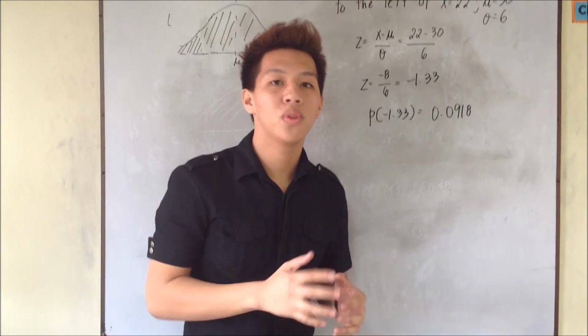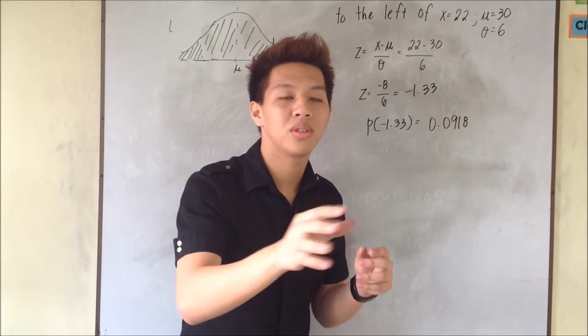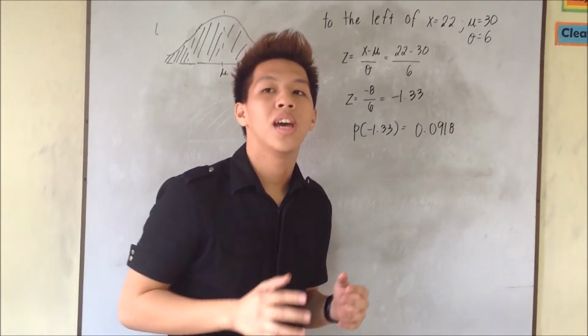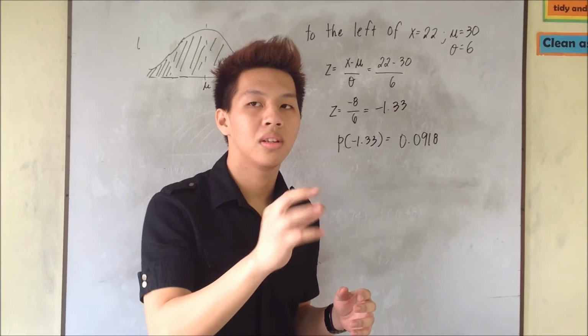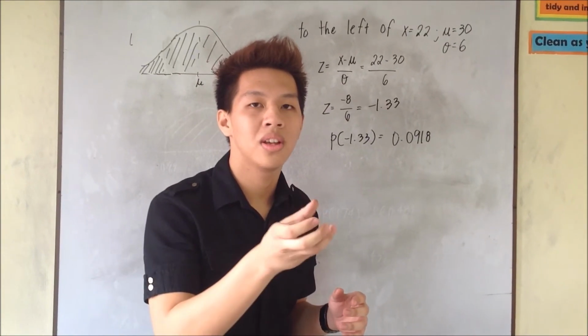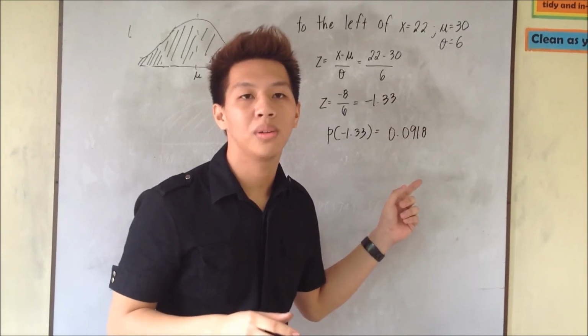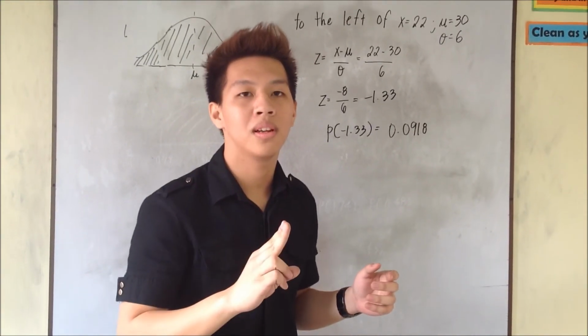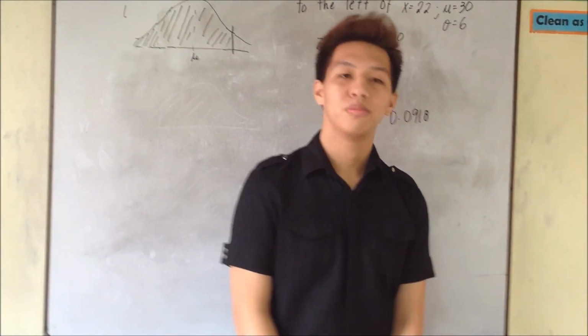But in the case of no exact value, you just find the nearest value to that, and that's your answer. And in the special case where two different values of z are equidistant to the value that you're given, you just add both of the z values and divide by two, and you'll get your answer. That's all. Thank you.